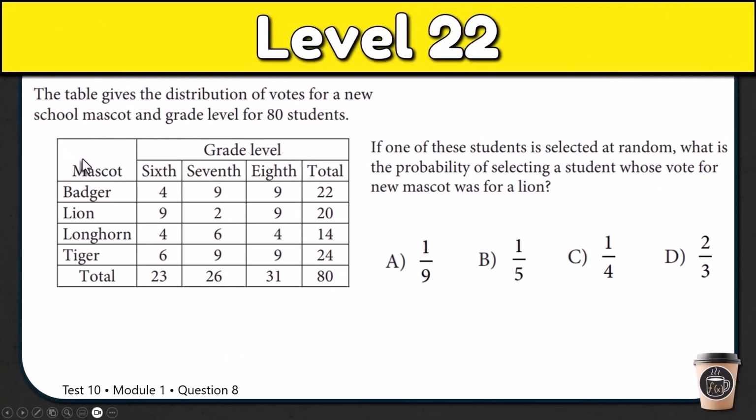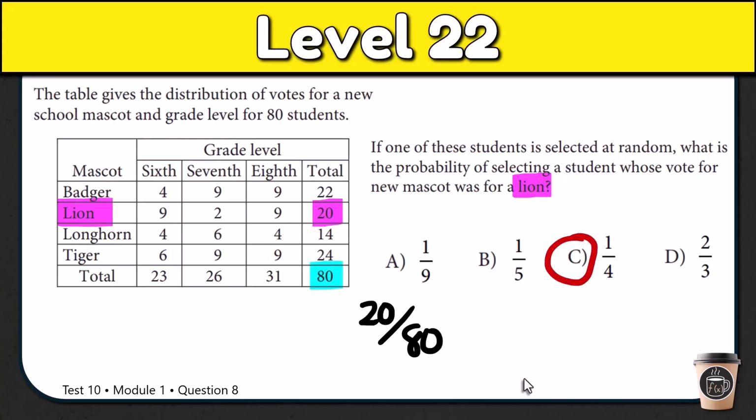We voted for a new school mascot, and they asked 80 kids to vote. If one of these students is selected at random, what is the probability of selecting a student whose vote was for a lion? Well, these are the people who voted for the lion. 20 of them out of 80. So it's 20 out of 80, which reduces to 1/4. And I can't tell you why people got this one wrong other than maybe just panic, because it looked like a lot of data.